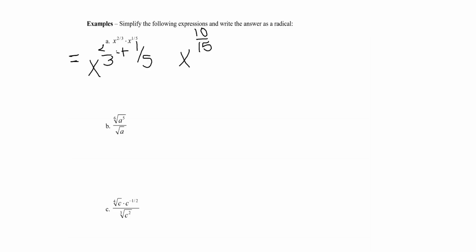And then on the second fraction, if I use a denominator of 15, 5 times 3 will give me 15. So 1 times 3 is 3. So when I add my exponents here, I'm left with x to the 13/15th power. Now, the final thing that they want you to do is to write it as a radical.